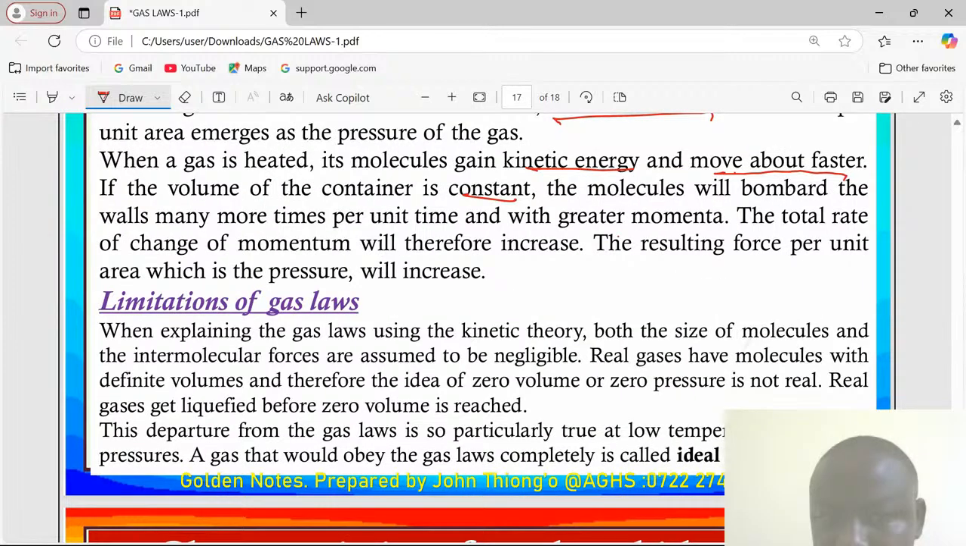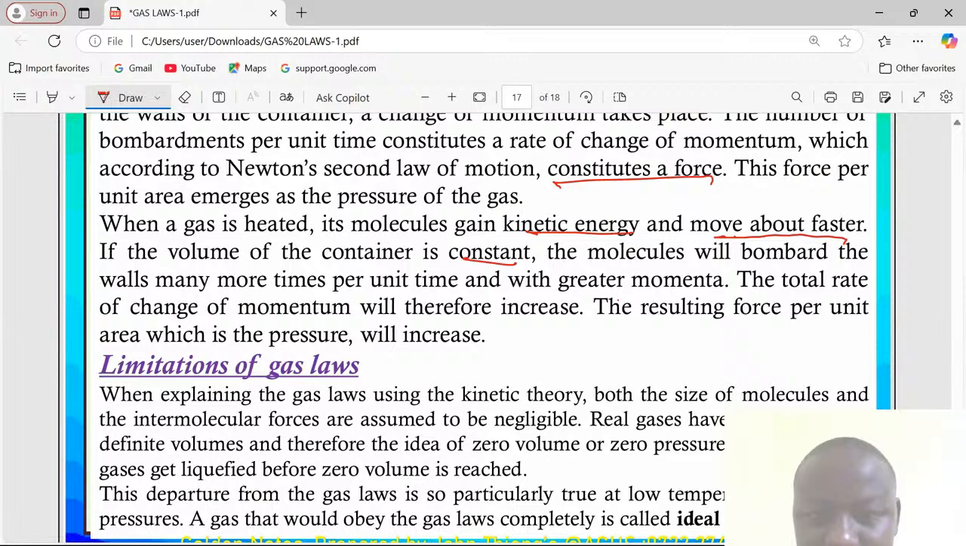Gas laws have some limitations. When explaining the gas laws using the kinetic theory, both the size of molecules and the intermolecular forces are assumed to be negligible. We assume that the molecules of gases are not held together by any forces for the gas laws to hold. Real gases have molecules with definite volumes, and therefore the idea of zero volume or zero pressure is not realistic. Real gases get liquefied before zero volume is reached. That's why I was saying that before we get a volume equivalent to zero, the gas will have already condensed.